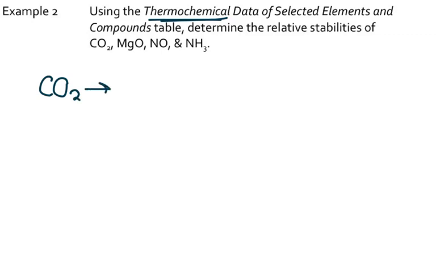if we look up CO2, it has a delta H of negative 393.5, and the units of delta H is kilojoules per mole, which you can see at the top of that table.